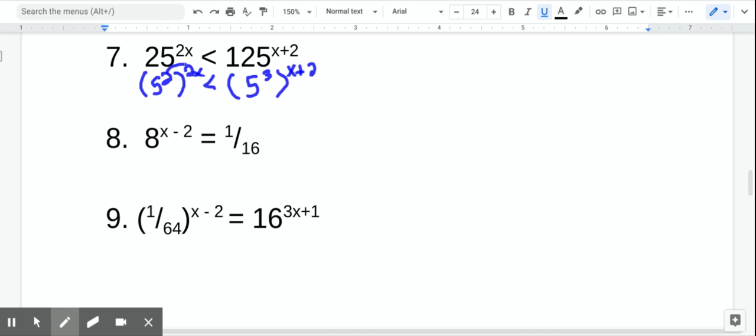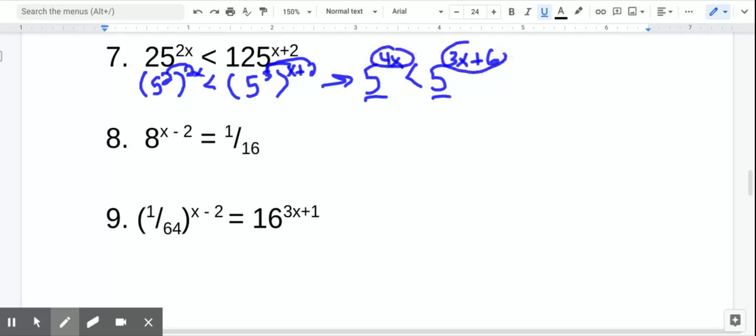Then we're going to multiply here. So we get, just write it over here, 5 to the 4x. And then that 3 gets multiplied to both of those. So we get 5 to the 3x plus 6. Now the bases are the same, so we can assume those exponents are the same. So we'll keep 4x is less than 3x plus 6. Just subtract the 3x over, and there's our answer.